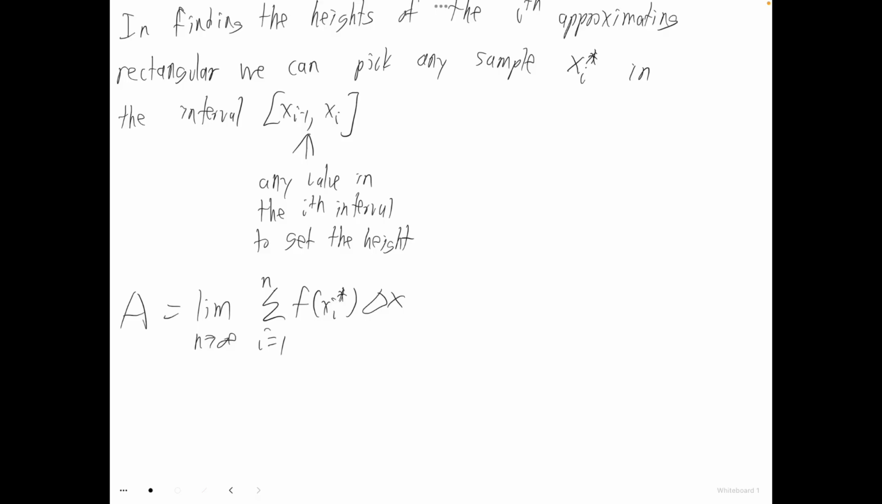It turns out if you have a continuous function, it doesn't really matter what you pick in the interval as long as you pick something. That being said, it is usually easiest to just use the left endpoints or just use the right endpoints. If you do other things, you kind of open yourself up to a more challenging situation.